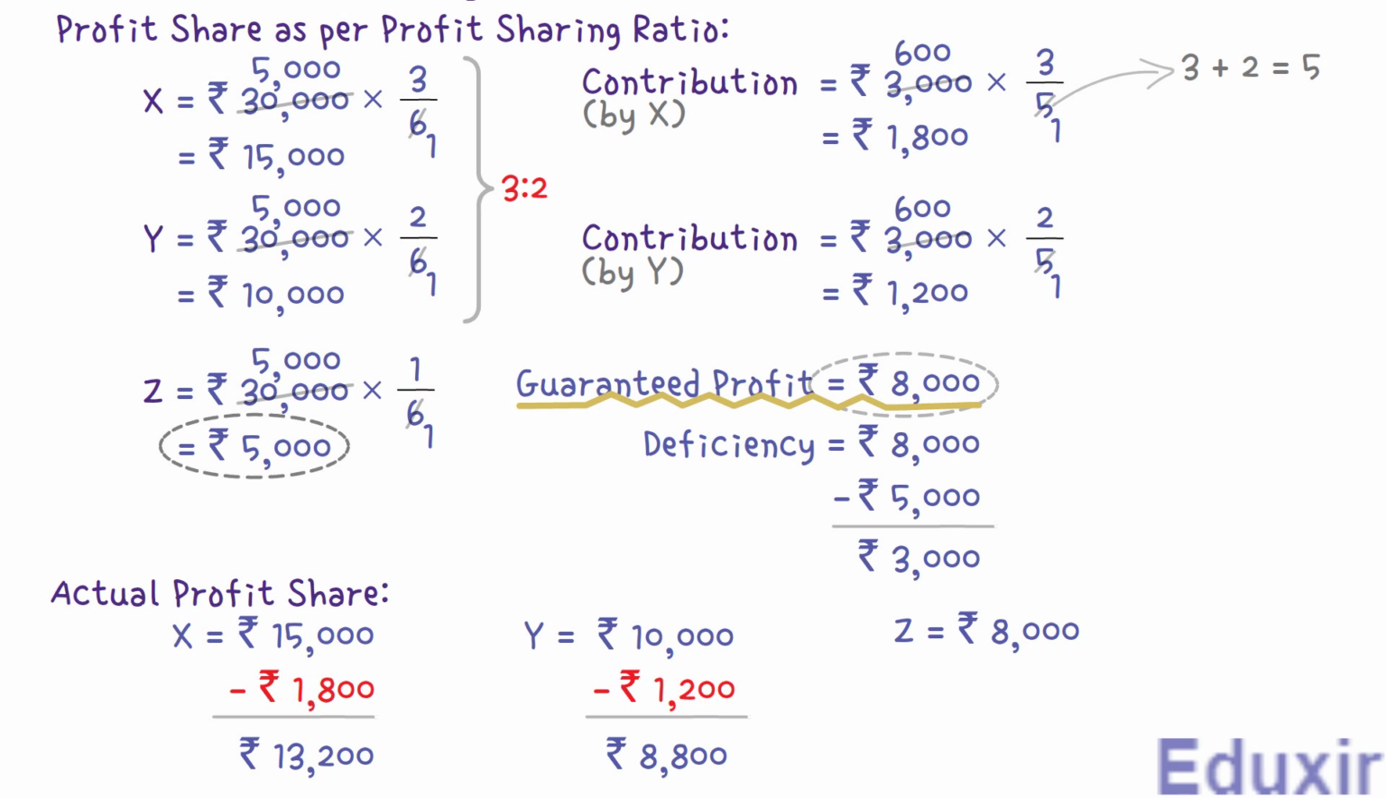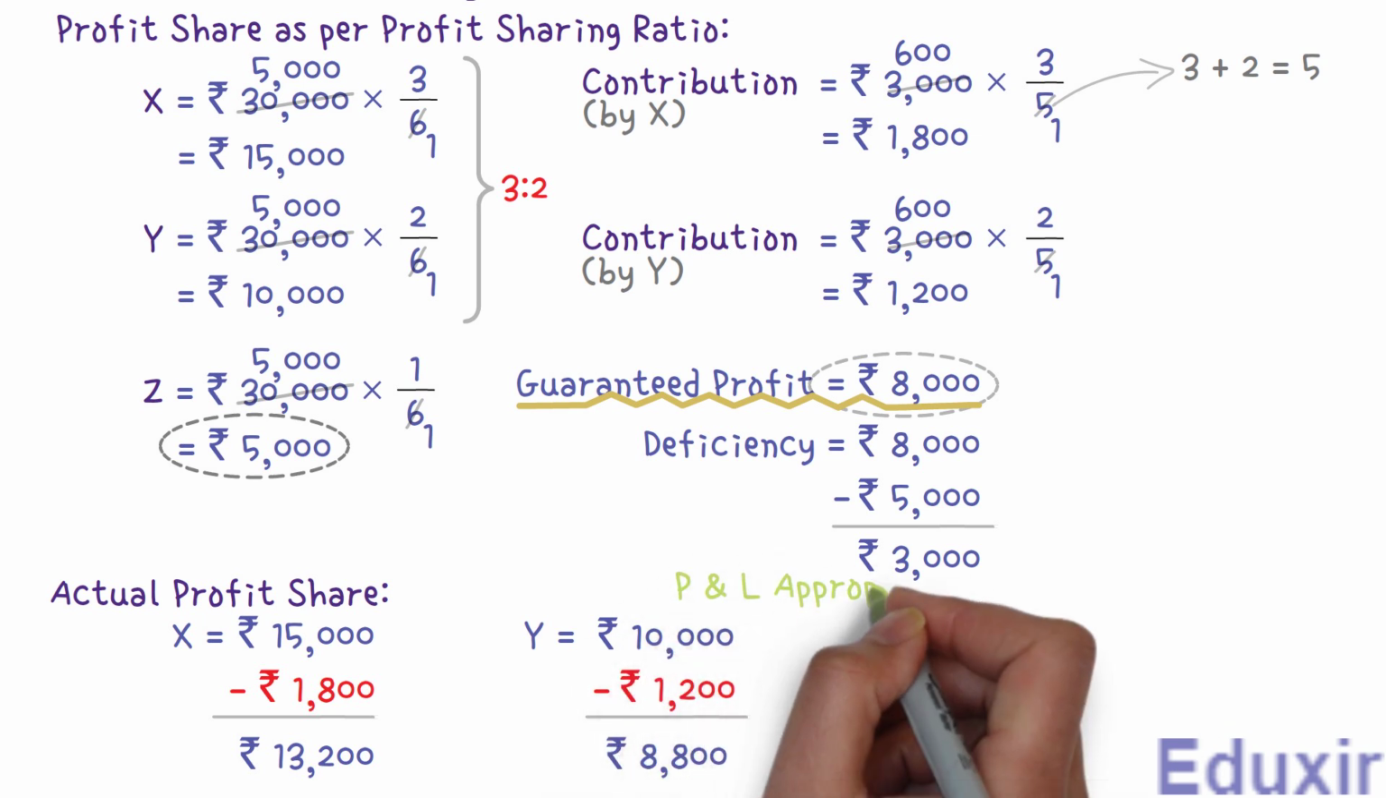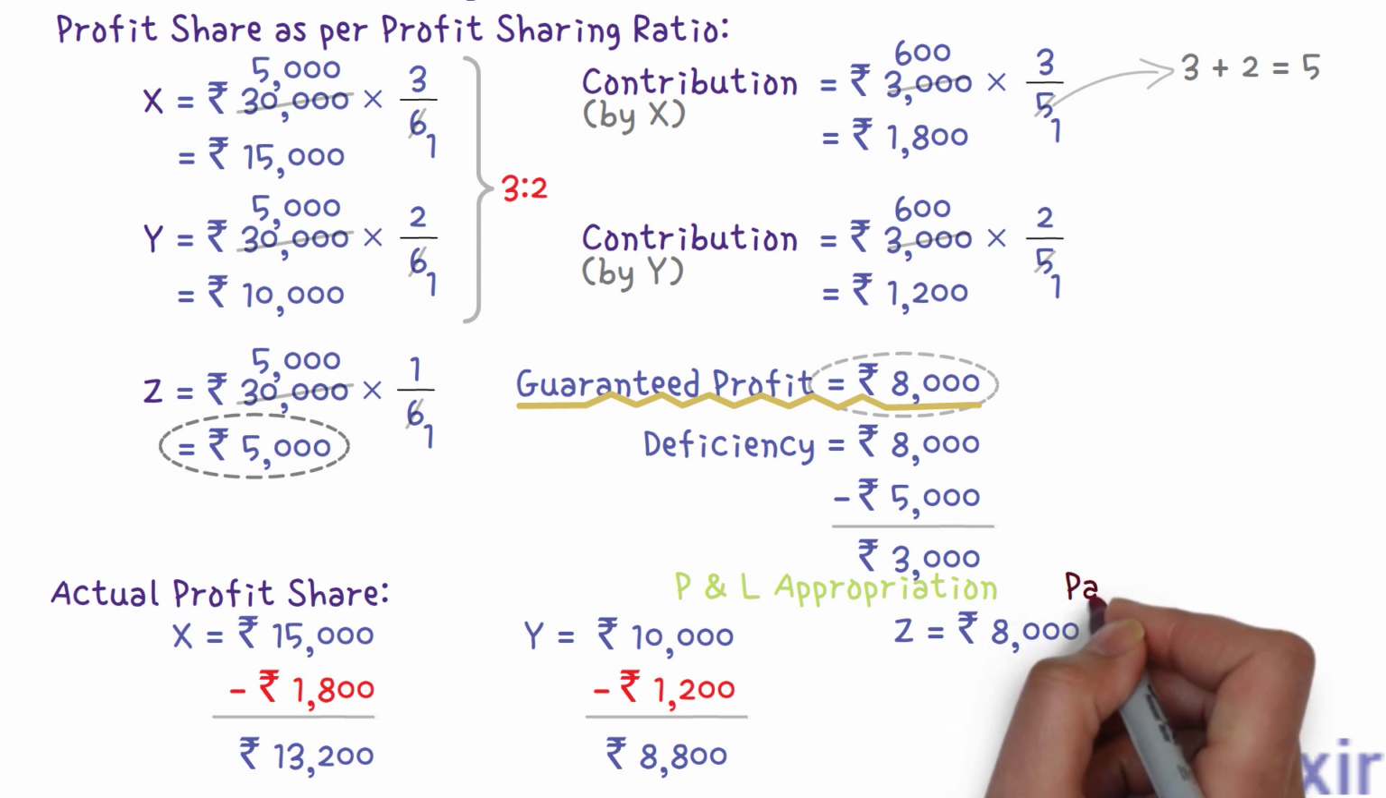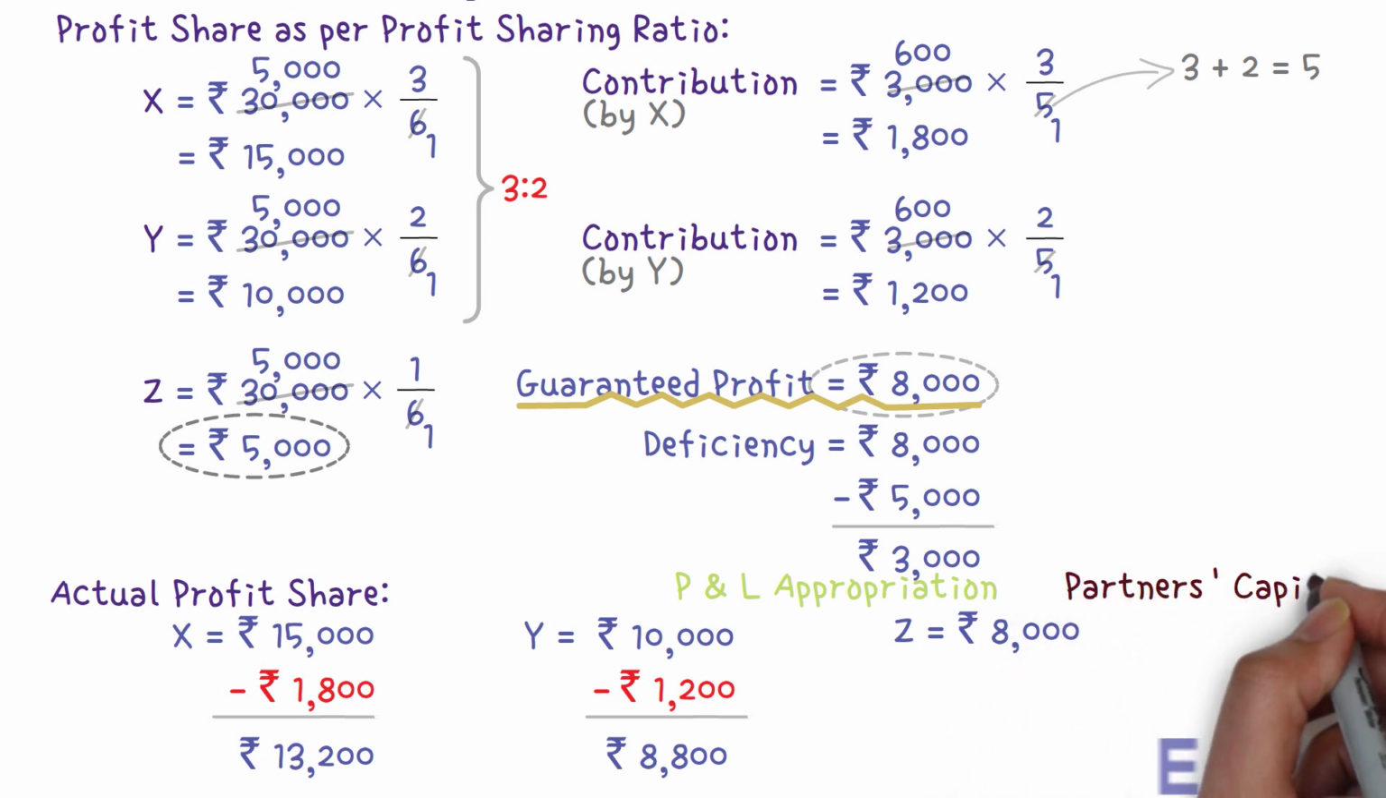Now, for distributing the profit, we transfer the profit amount from the profit and loss appropriation account to the partner's capital account for each partner individually. In other words, there is a decrease in the profit amount available in the profit and loss appropriation account. So, we should debit the profit and loss appropriation account. At the same time, as we are adding this profit share to each partner's capital account, the partner's capitals are increasing. So we should credit the partner's capital account for each partner.